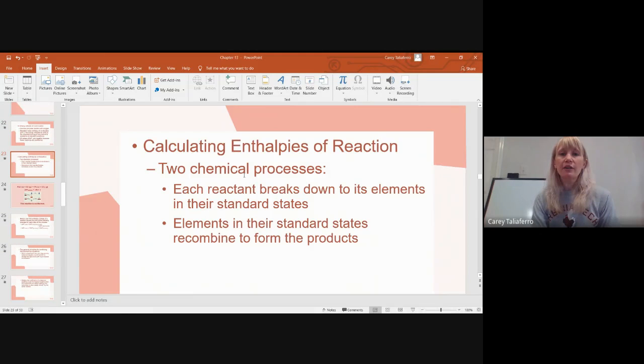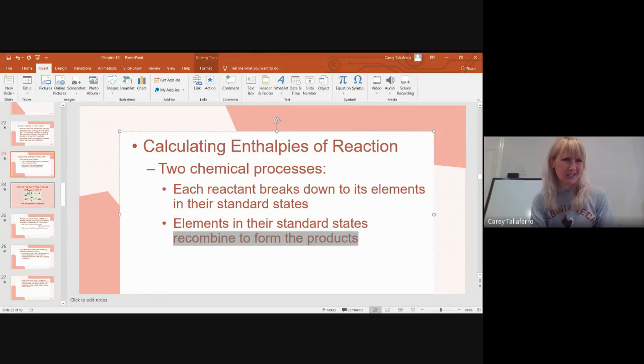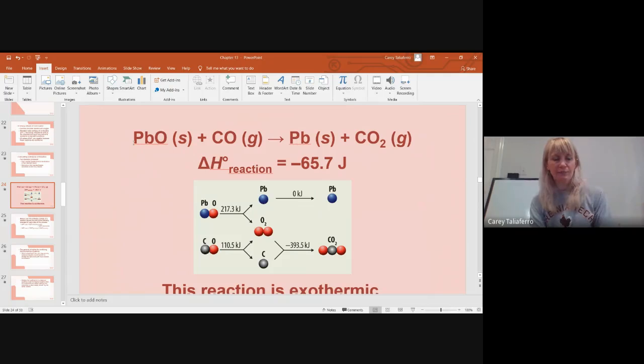Now, when we start calculating a reaction, we're going to look at 2 chemical processes because each reactant, in order to react with something else, has to break down into its elemental substances. And then they react and recombine to form the new. So it kind of looks something like this. If we were to react lead 2 oxide and carbon monoxide to form lead and carbon dioxide, it would look something like this. So here is one of my reactants, lead 2 oxide. Here's my other reactant, carbon monoxide.